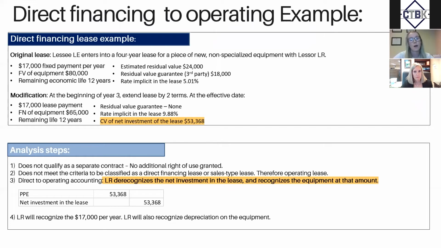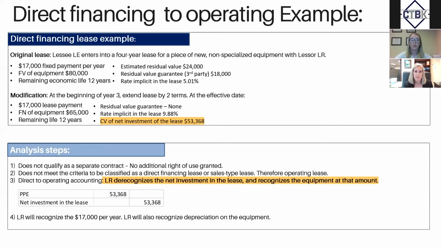And then our modification terms are, at the beginning of year 3, we're going to extend the lease term by 2 years. And a point to highlight here is that with the modification there's no residual value guarantee by the third party. So that is what turns it into being classified as an operating lease. Without that third party guarantee, it doesn't meet that criteria.